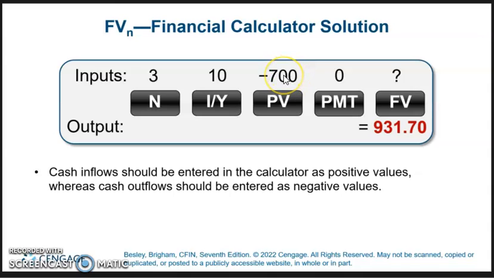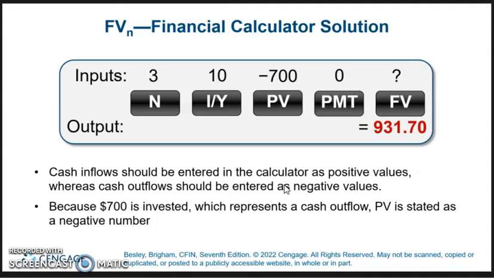If you don't enter the signs properly, some problems won't work. You'll get an error message depending on the calculation, Error 7, Error 5, and so forth. That generally means that you need to enter a negative somewhere. A loan payment is an outflow, but investing money is an outflow as well, so that's going to be entered as a negative. The $700 is invested, it represents an outflow, so it's entered as a negative number into the calculator.